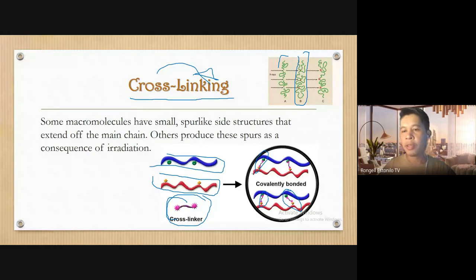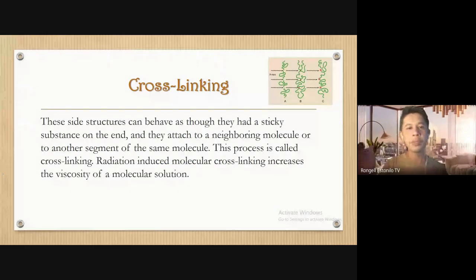So, this is quite an effect. So, meaning, after main chain scission, yung nakatali na structure, pwedeng dumikit sa ibang part. So, these side structures can behave as though they had a sticky substance on the end, and they attach to a neighboring molecule or to another segment of the same molecule. This process is called cross-linking.